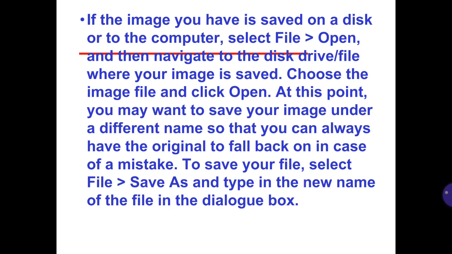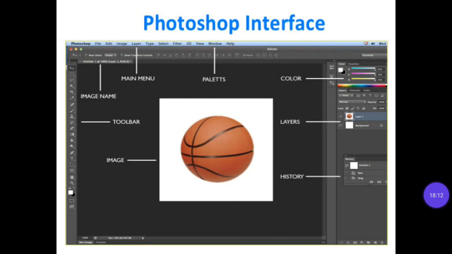At this point, you may want to save your image under a different name so that you can always have the original to fall back on in case of a mistake. To save your file, select File and then Save As and type in the new name of the file in the dialog box. Here is the Photoshop interface: image name, main menu, palette, color, layers, history, image, and the toolbar.